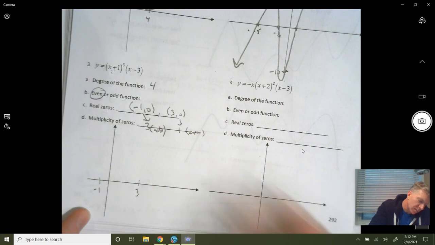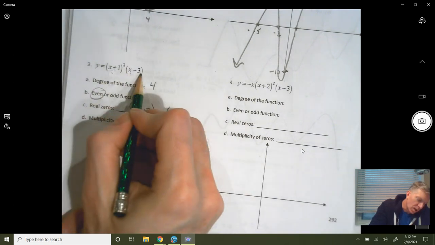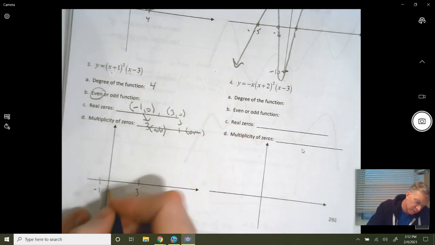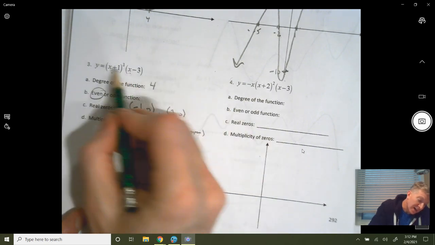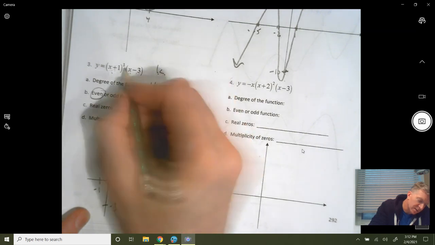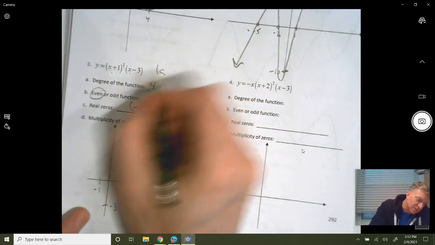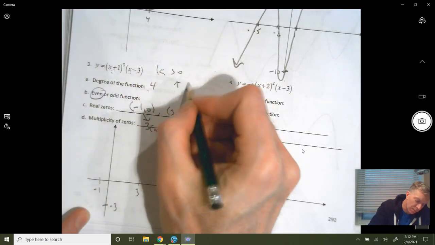Our y-intercept, plug in 0 for x, I get 1 cubed times 0 minus 3, so -3. It's even degree. Lead coefficient is positive. If we multiplied that out, your lead coefficient of your x to the 4th would be greater than 0, which means your end behavior is up and up.